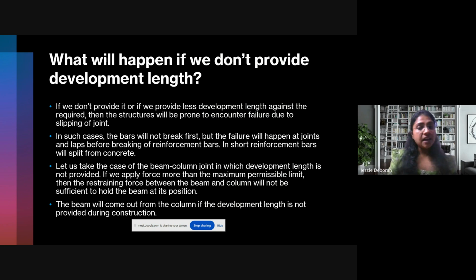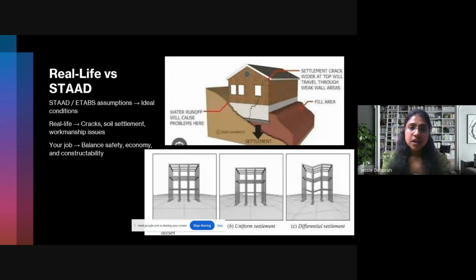What happens if we don't provide development length? When we apply more force than the maximum permissible limit, there is a restraining force between the beam and the column, and it will not be sufficient to hold the beam at its position. So the beam will come out from the column if the development length is not provided.